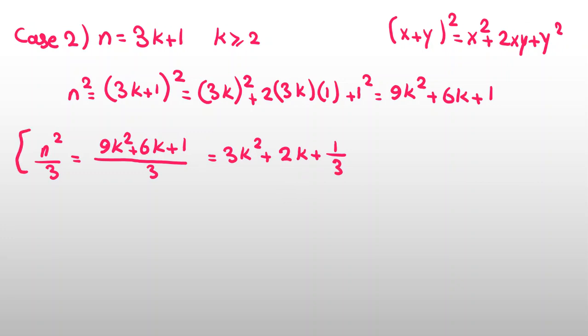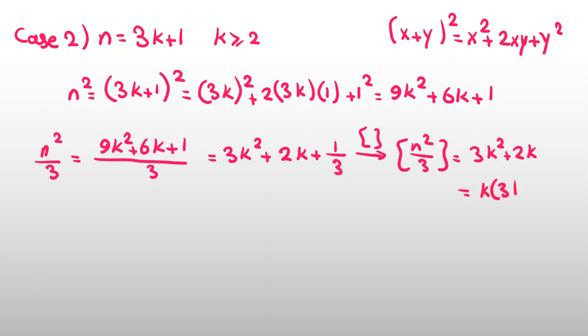If we consider the integer part of that, n squared over 3 will be 3k squared plus 2k. This part will be cancelled. And if you factor out k, it will be k times 3k plus 2. Because k is at least 2, this part is at least 2. Also, this part is at least 3 times 2, 6 plus 2, 8. So the product of two numbers that are greater than 1 is not a prime number.